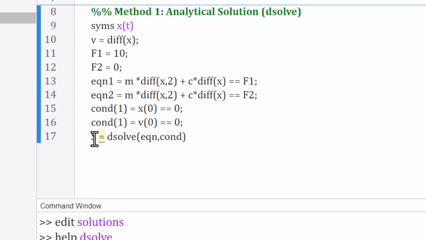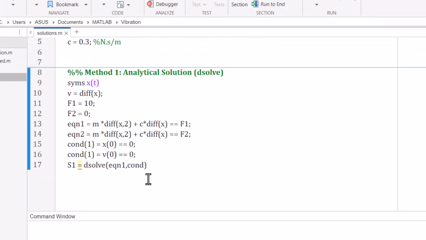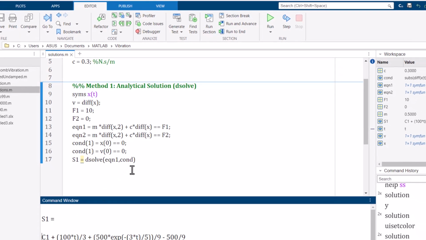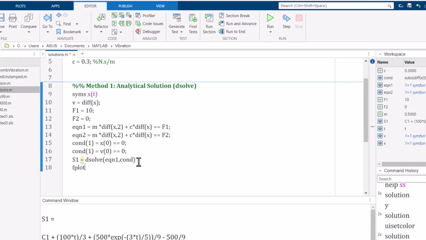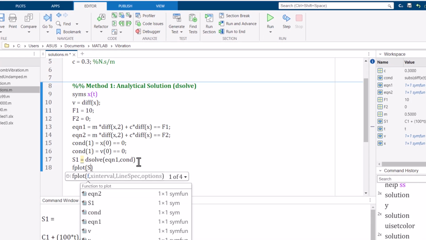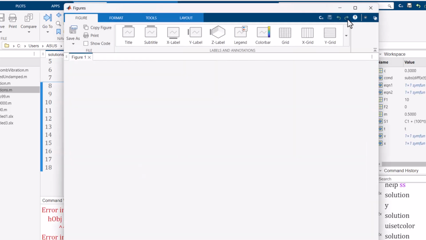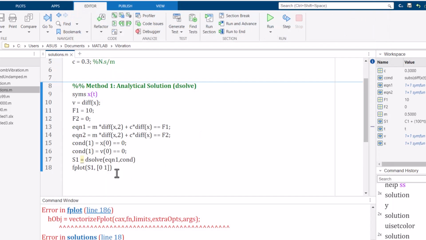And this is going to be solution 1 for equation 1. Let me run it to see what happens. Okay, I got my answer, and if I plot S1 from 0 to 1, and I run it again, okay, it showed me an error.